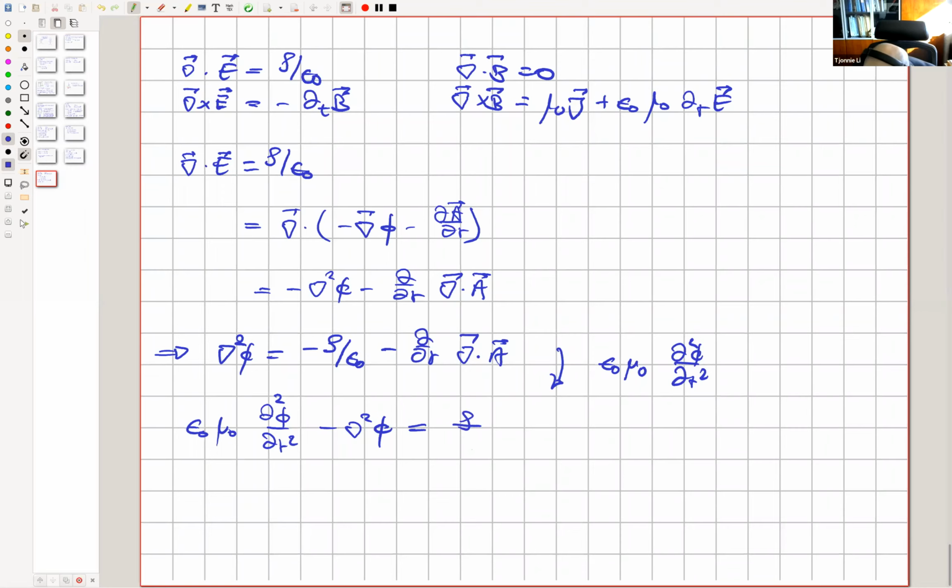So this is rho over epsilon naught plus the time derivative of the divergence of A plus, because I'm adding this epsilon naught mu naught, now I've got the first time derivative of phi. Okay, so just going from this equation over here to this equation over here, I'm just adding on both sides a term that is epsilon naught mu naught second derivative of phi with respect to t.